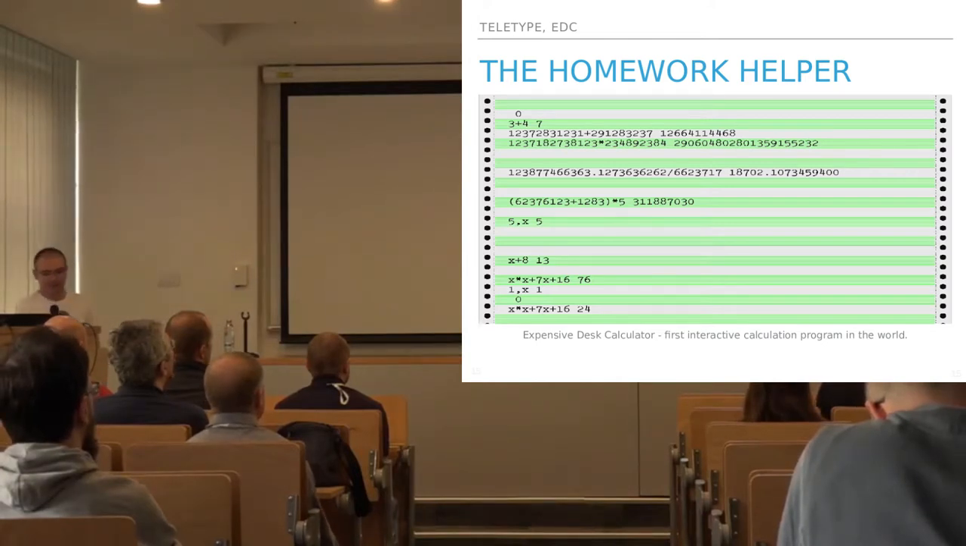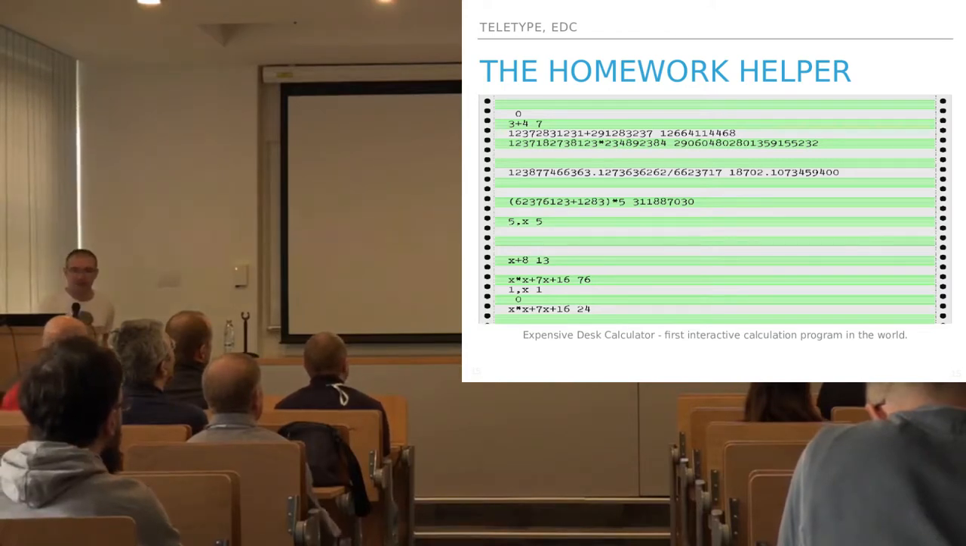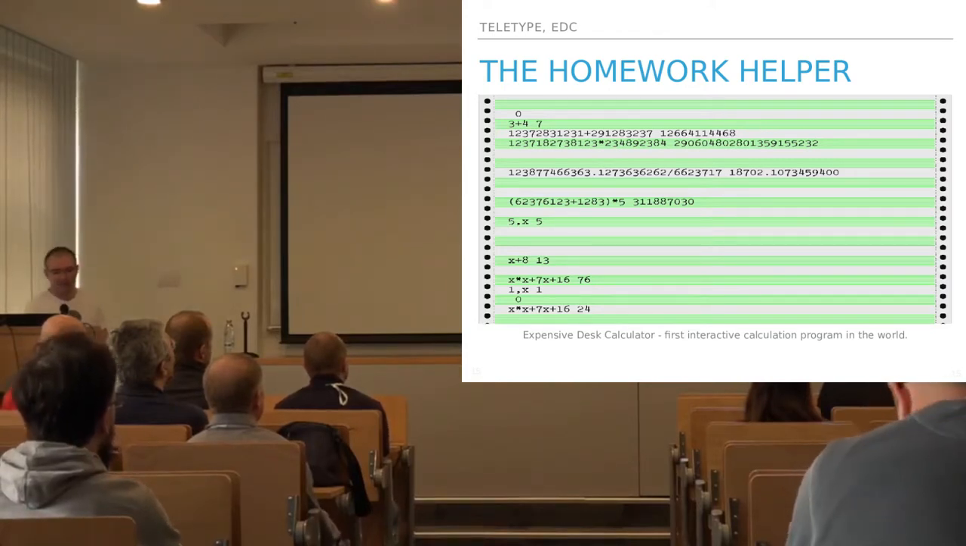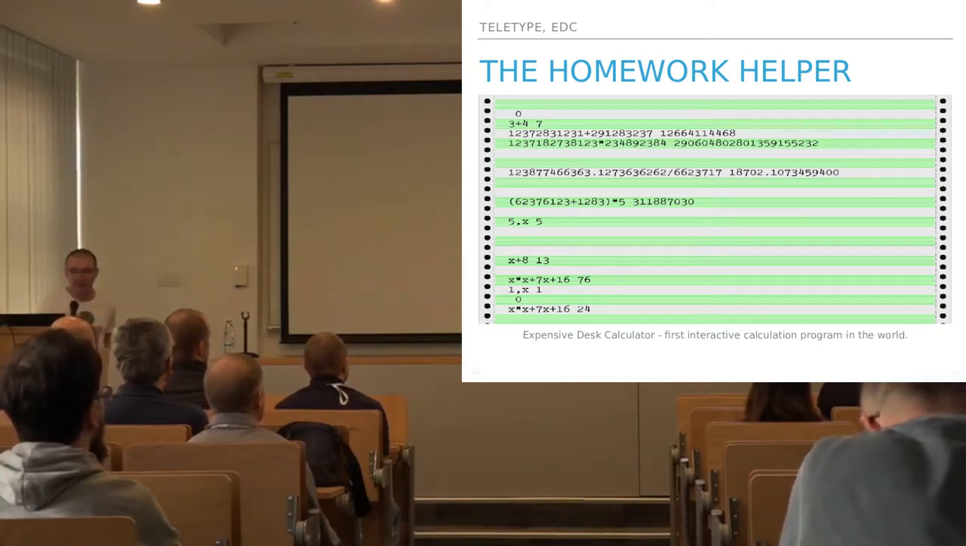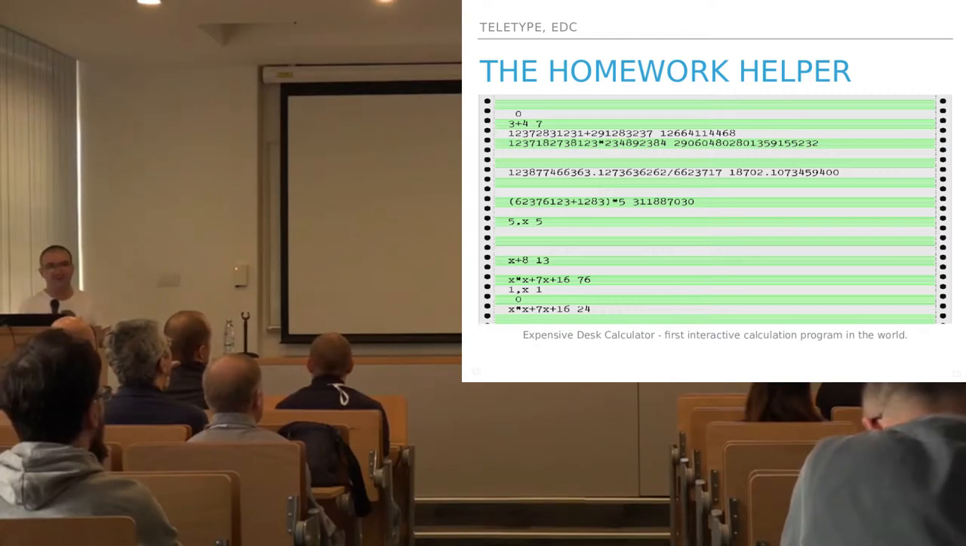This is an output of the teletype emulation. And it shows the output of a program called the Expensive Desk Calculator. It was made by a guy named R. Wegner, but not the composer. This was a whole different Wegner.